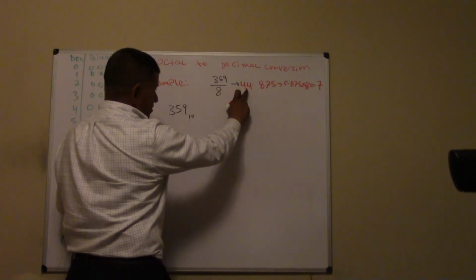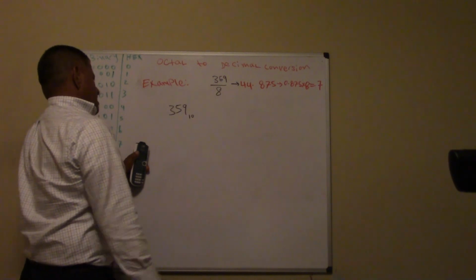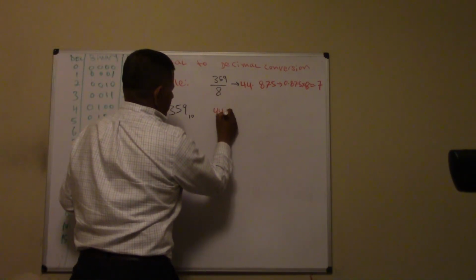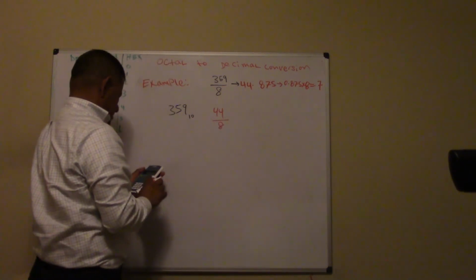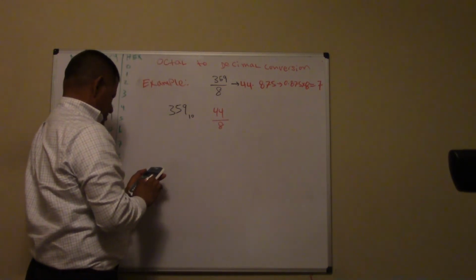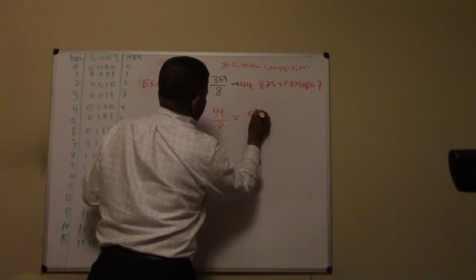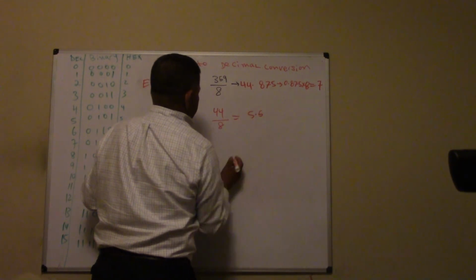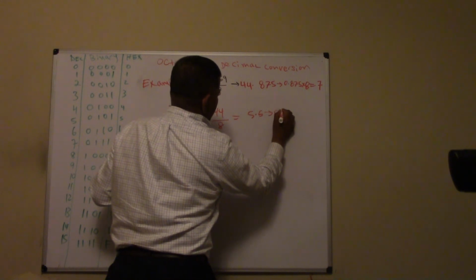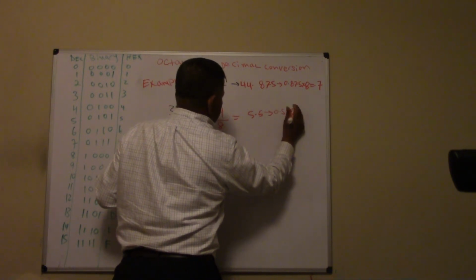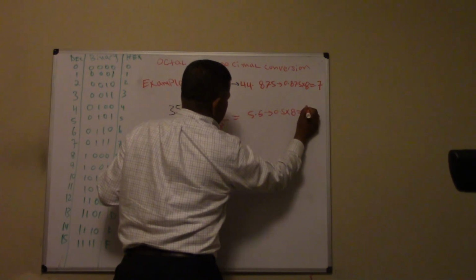Now take this number, the 44. So 44 over 8 again is equal to 5.5. Now take 0.5 times 8, which is equal to 4.